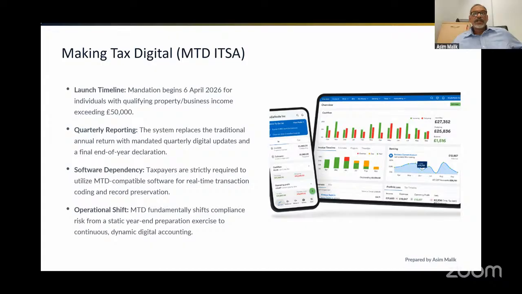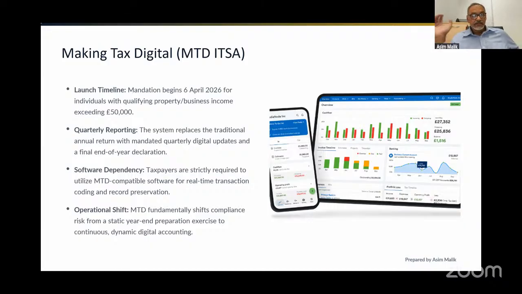Now, partnerships are exempt from MTD at this stage. So if you are running a rental income business in a partnership format, then you are not subject to MTD, Making Tax Digital. But if you are an individual receiving rent, then yes, you are subject to MTD.